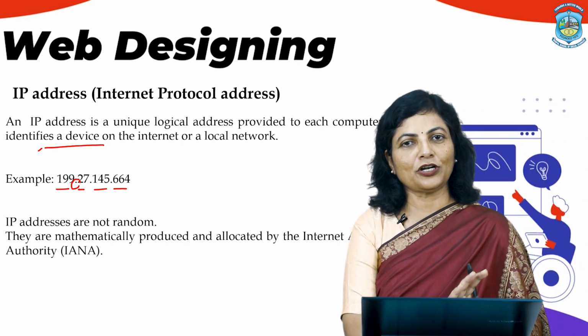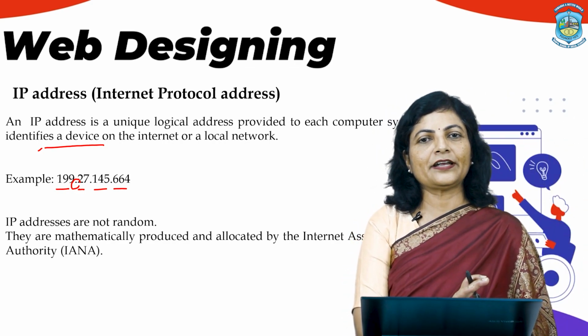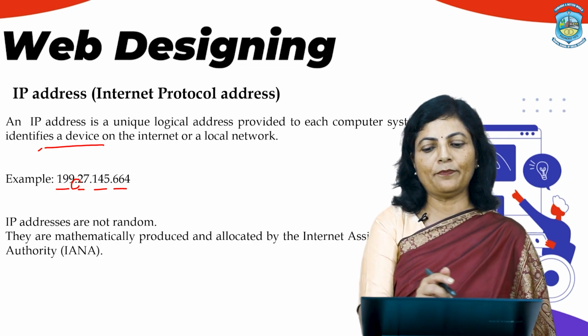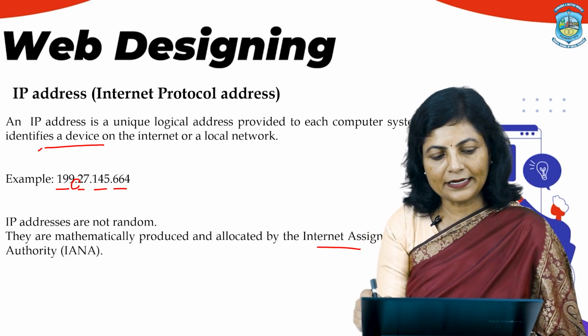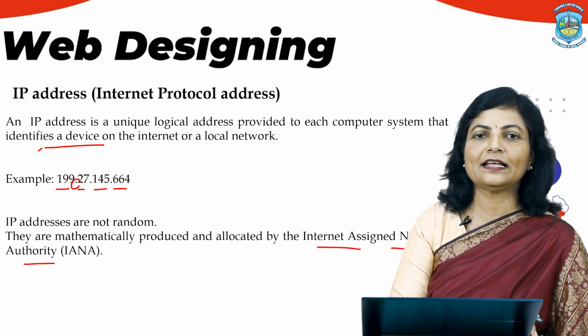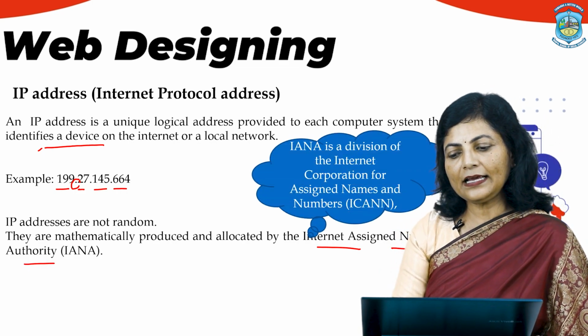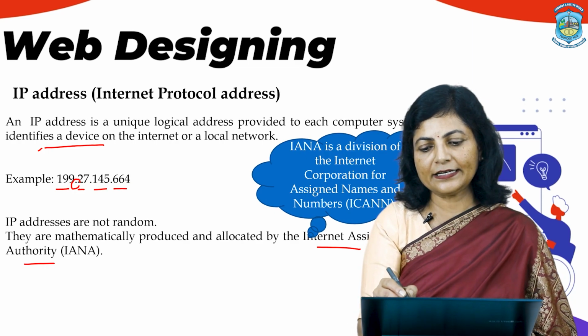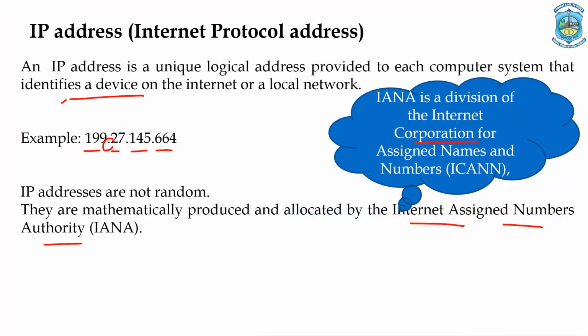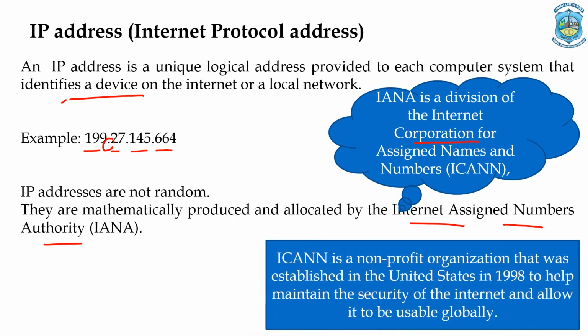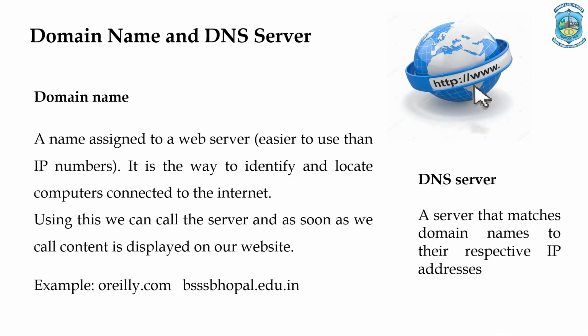So IP addresses are not random. They are generated mathematically and allocated by the Internet Assigned Numbers Authority, that is IANA, and IANA is a division of the Internet Corporation for Assigned Names and Numbers, that is ICANN. ICANN is a non-profit organization that was established in the United States in 1983. This also helps to maintain the security of the Internet.